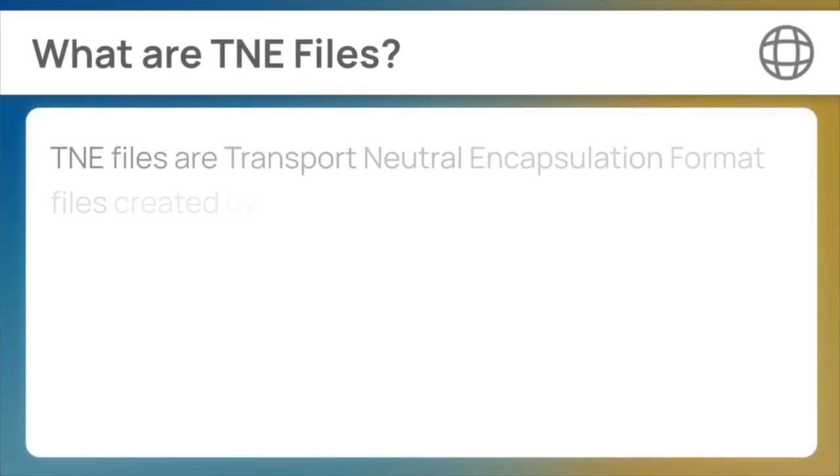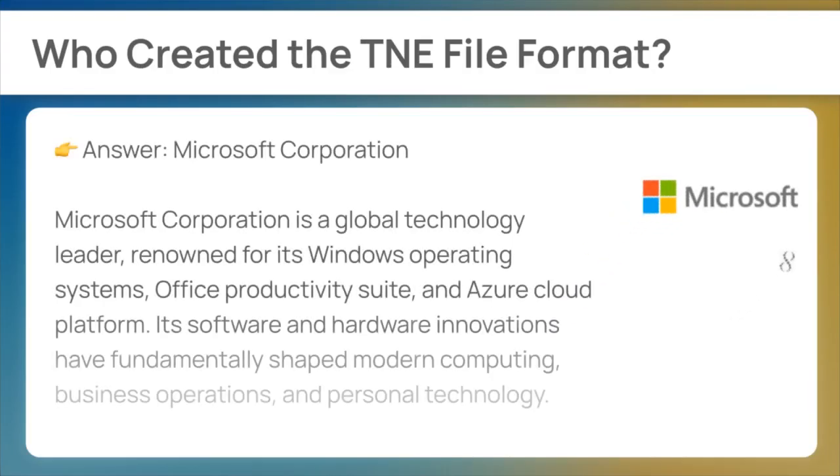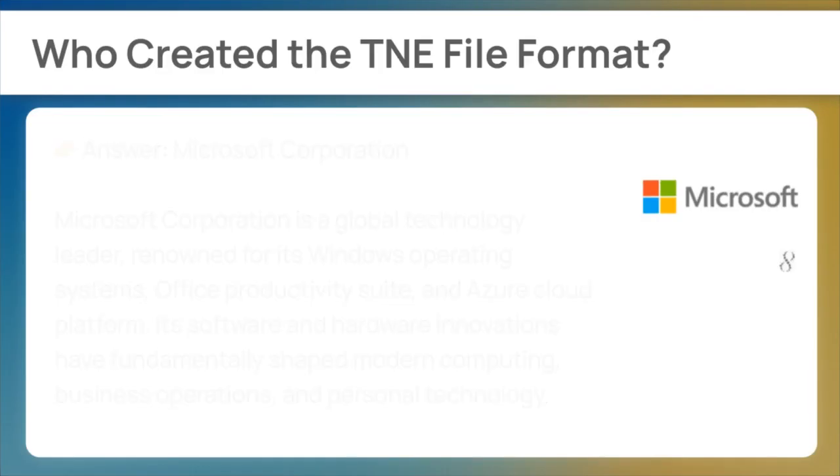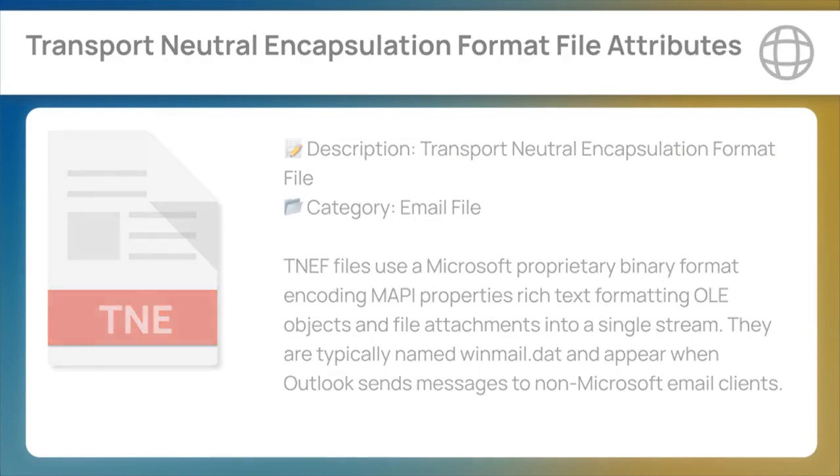TNE files are transport-neutral encapsulation format files created by Microsoft Exchange and Outlook, storing email message properties, rich text formatting and file attachments in a binary encapsulated format for transport-neutral message exchange between mail systems. TNEF files use a Microsoft proprietary binary format, encoding MAPI properties, rich text, formatting, OLE objects and file attachments into a single stream. They are typically named winmail.dat and appear when Outlook sends messages to non-Microsoft email clients.